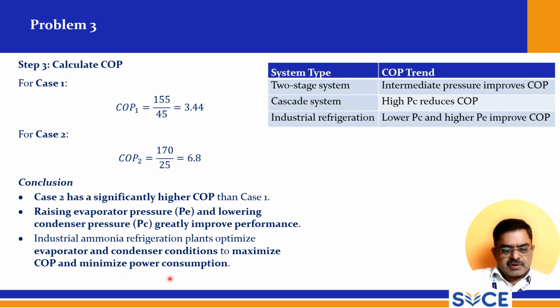And this is a small table of inferences from this. For a two-stage system, intermediate pressure improves COP. For a cascade system, high condenser pressure reduces COP. For industrial refrigeration, lower condenser pressure and higher evaporator pressure improves COP. So this is the inference that we get from this, and in the next session we are going to see the multi-pressure system, where we are going to deal with different systems where multiple pressures can be operated, and that we are going to start in the next session, students.